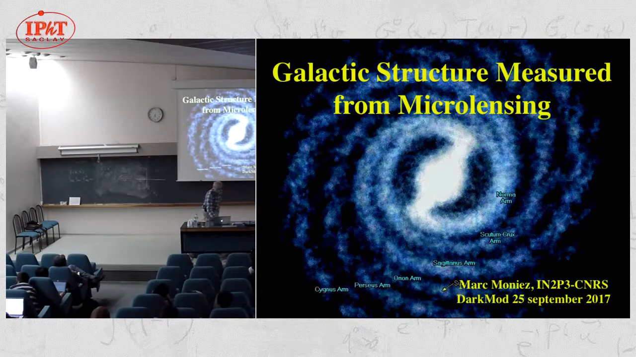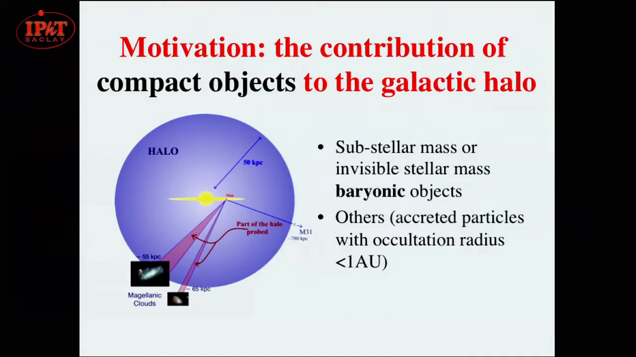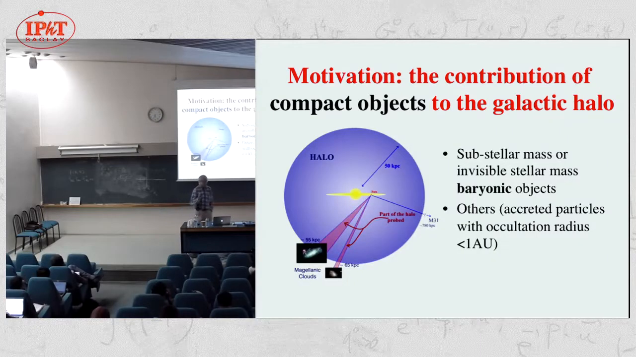So the technique that will be used here is the microlensing. The very initial motivation of the microlensing surveys was really to search for the contribution of the compact objects to the galactic halo.